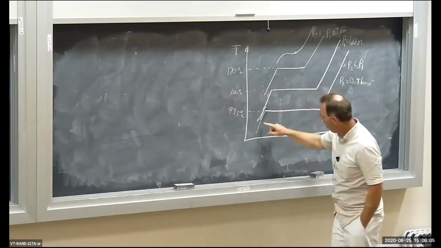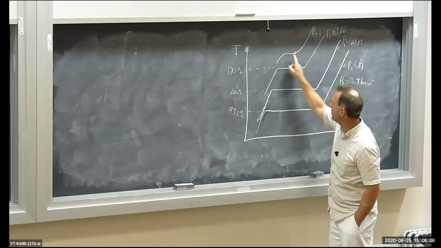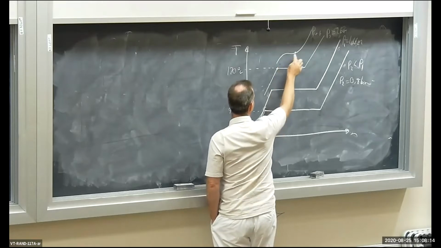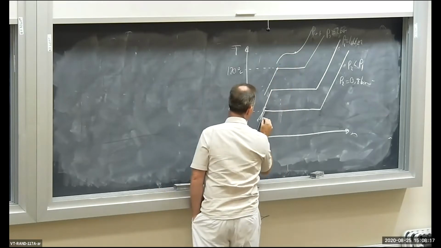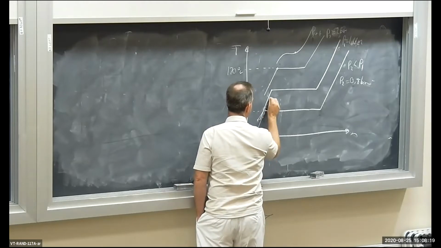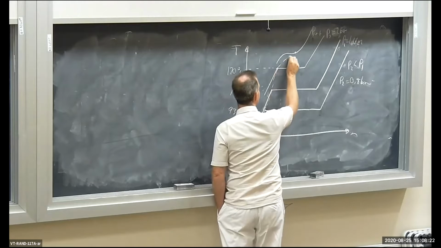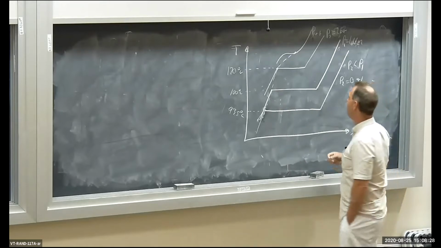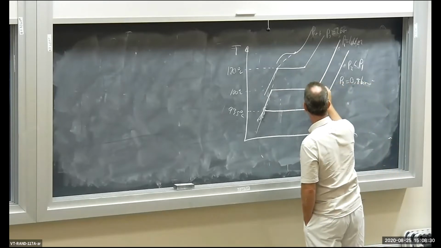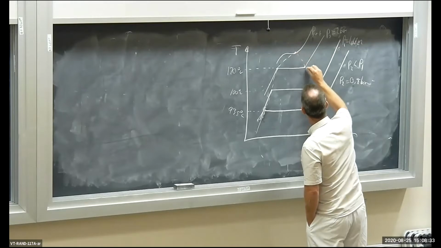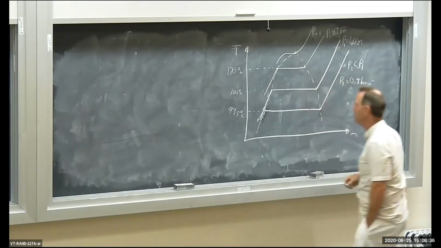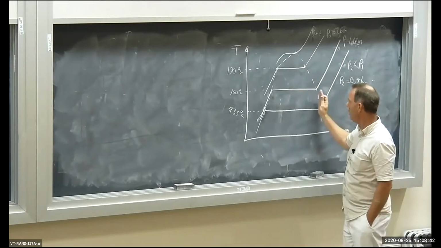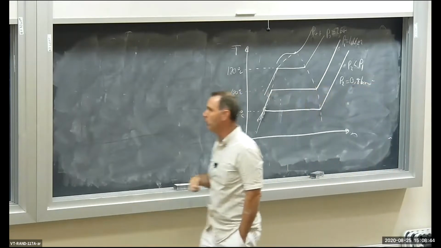Now, let me connect all the points for saturated liquid. I have saturated liquid right here, right here, right here, and right where it disappears. Let me connect all the points that are saturated liquid, and let me connect all the points that are saturated vapor. I get a dome. Saturated liquid, saturated vapor. Inside the dome is a mixture.